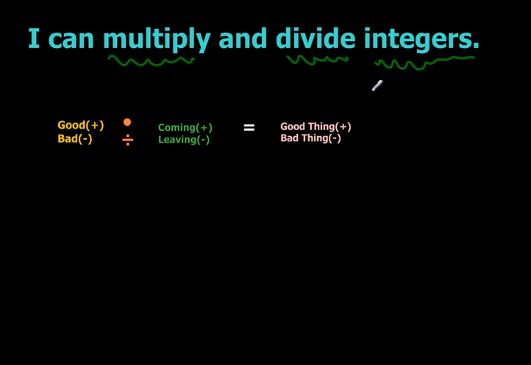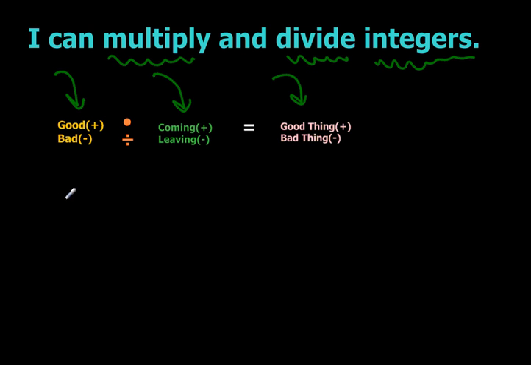Okay, so today to talk about multiplying and dividing integers, I like to talk about the good guys and the bad guys. And I like to talk about if they're coming to town or leaving town, and if the result is a good thing or a bad thing. So let me just show you how this works within the context of an integer problem.